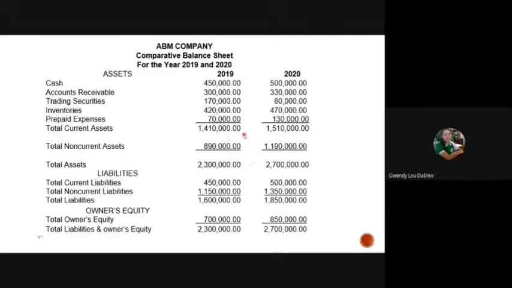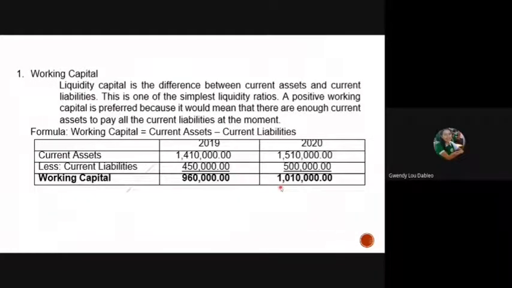Now these figures will be subtracted by the current liabilities. For 2019, we only have 450,000. Then for 2020, we have 500,000. Now get the difference. Very simple formula. So the working capital for 2019 is 960,000 pesos, and for 2020, we have 1,010,000 pesos.